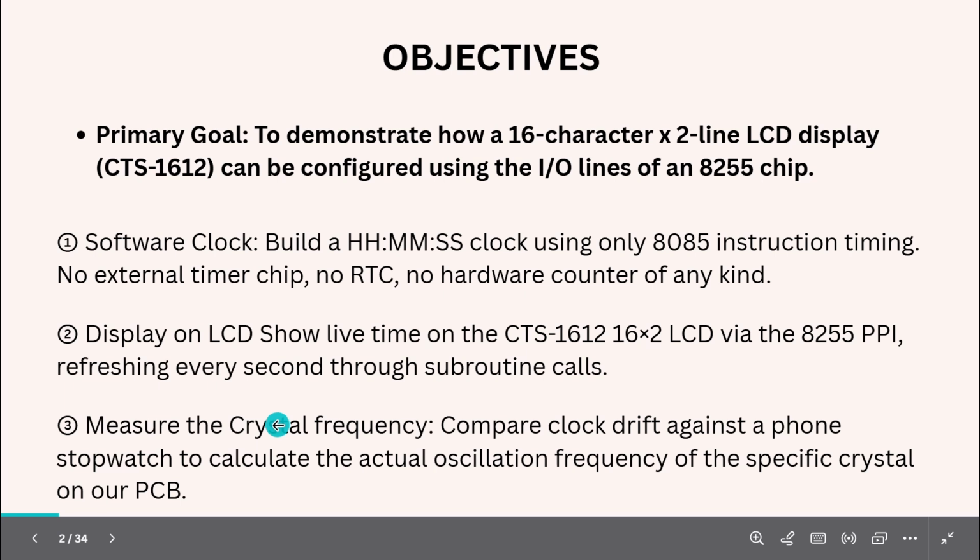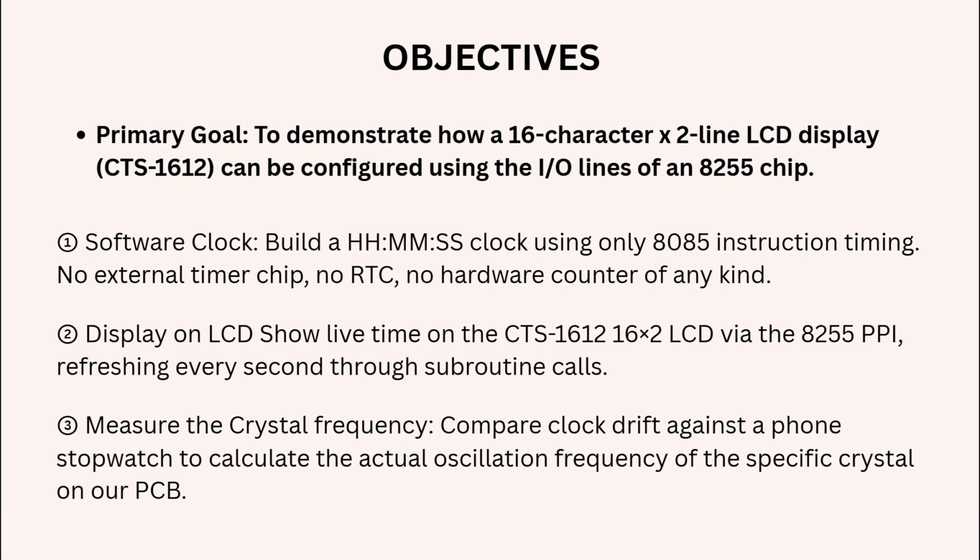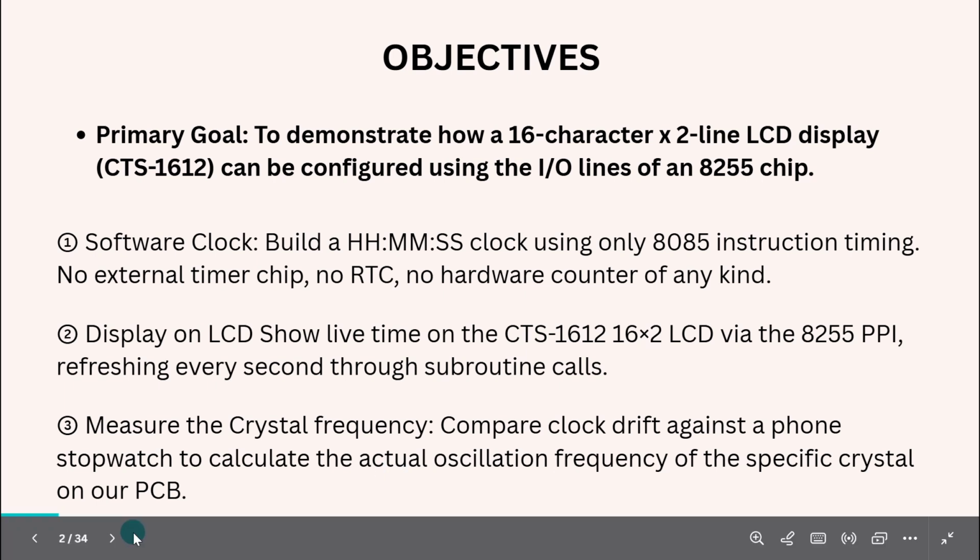The third and the most important objective, according to me, is measuring the crystal frequency. By comparing this clock against a stopwatch on our mobile, we can see how much offset is present between the software clock and our mobile's stopwatch, because the mobile stopwatch will be very accurate compared to the 8085's timing circuit. This can be used to find defects in the crystal frequency or the timing of the microprocessor.